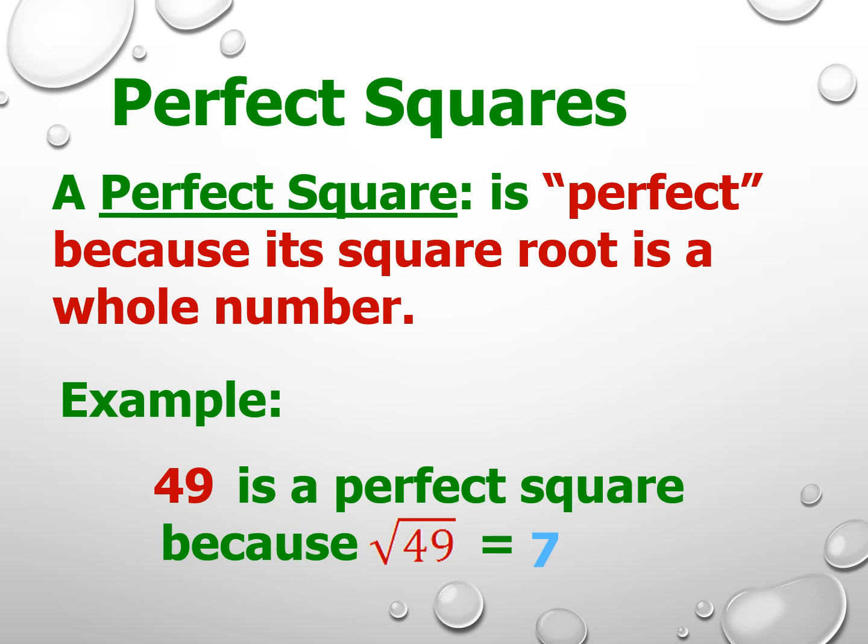Like 8 squared, it is equal to 8 times 8. So it is 64. So 64 is a perfect square. Or 3 times 3 is equal to 9. So therefore, 9 is a perfect square.